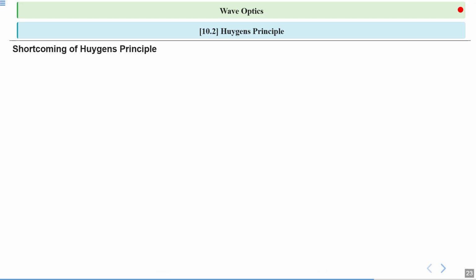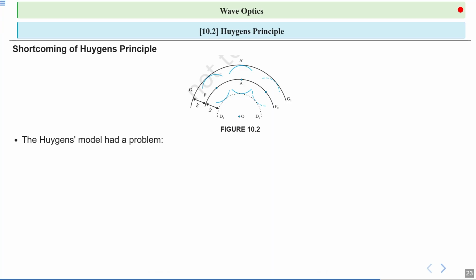So let's dive into what the shortcomings of Huygens principle are. Again figure 10.2. The Huygens model has a problem. This is the theoretical prediction that a wave should travel in both forward and backward directions. But what is the problem here? The backward motion. Huygens doesn't consider the backward propagation of the wave.